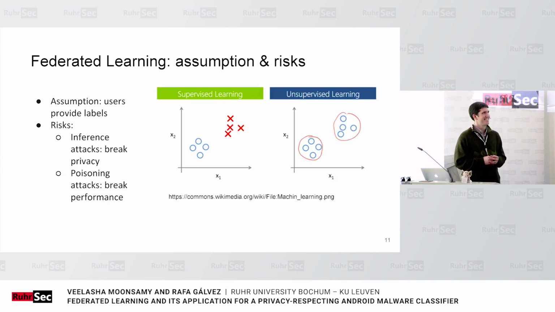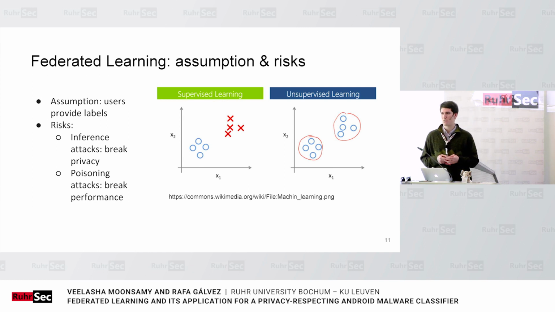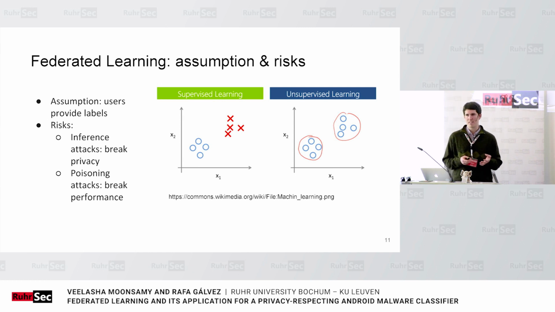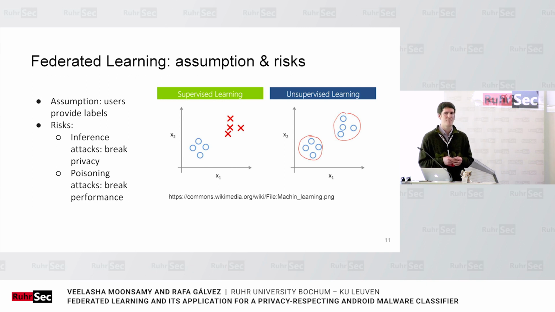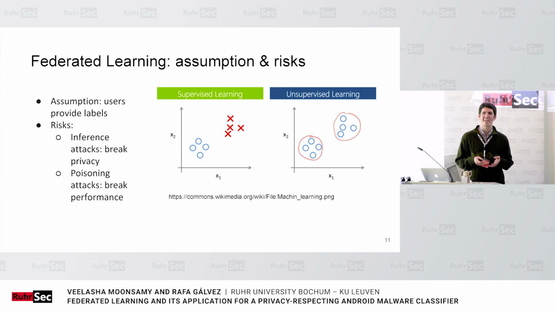Of course, as a solution, it's very nice. You solve the data minimization problem, you only share parameters. But of course, there are assumptions and risks. The main assumption for us that is very important is that you assume the users have labels. That means the users know what the machine should predict correctly.